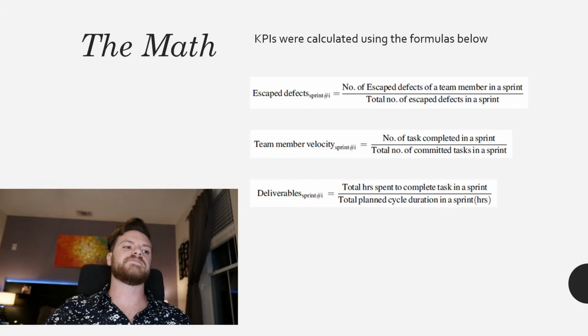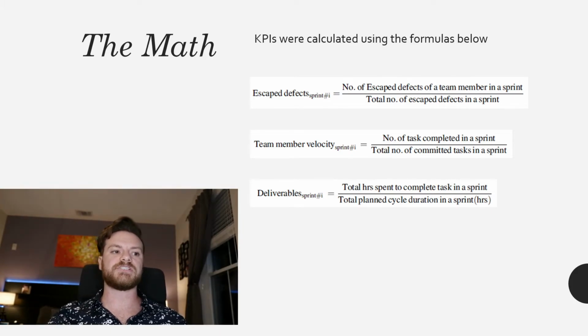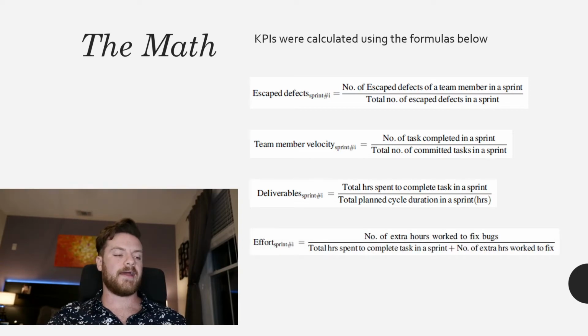Deliverables was defined as the total number of hours spent to complete tasks in a sprint over the total planned cycle duration in a sprint. And the effort was defined as the number of extra hours worked to fix bugs over the total hours spent to complete tasks in a sprint plus the number of extra hours worked to fix them. Sorry.